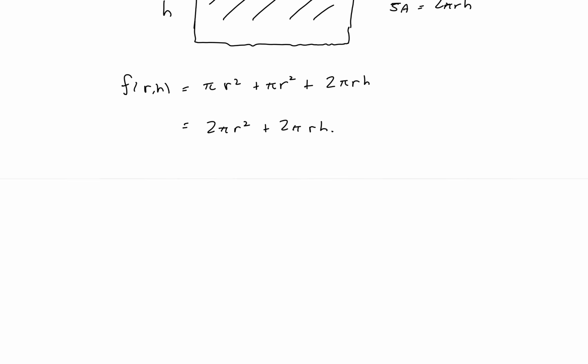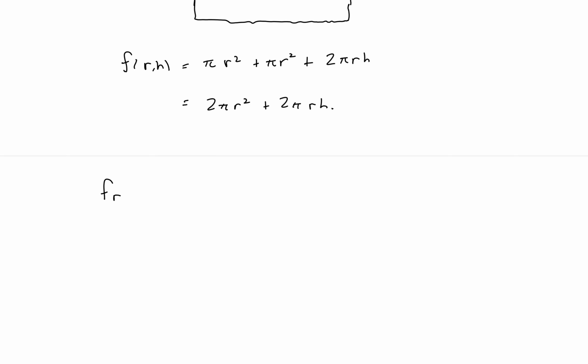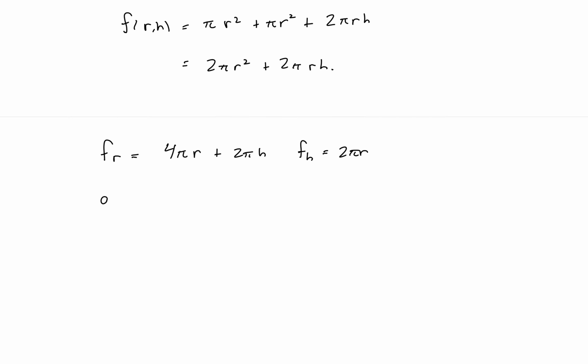So let's go ahead and set things up. So we take our partial derivatives. So this will be 4 pi r plus 2 pi h. The partial with respect to h is just 2 pi r. My g sub r is just going to be 2 pi r h. And my g sub h is just pi r squared. So these equations aren't going to be quite as obvious on how to solve. We'll have to do a little bit of work.